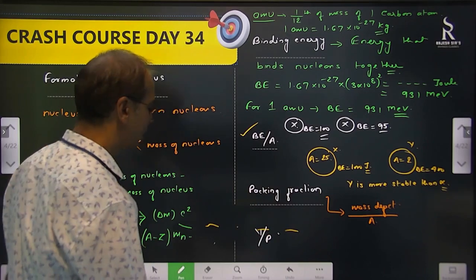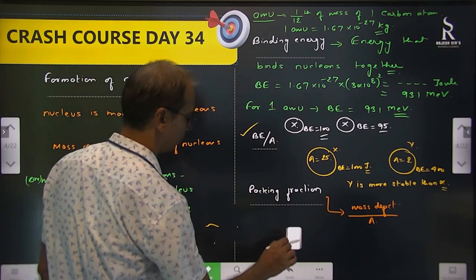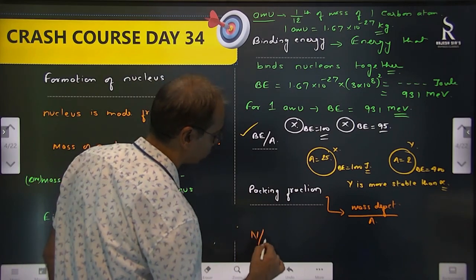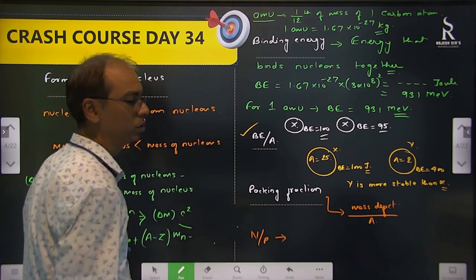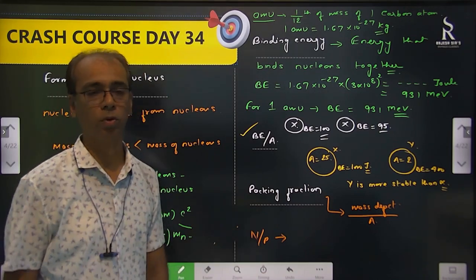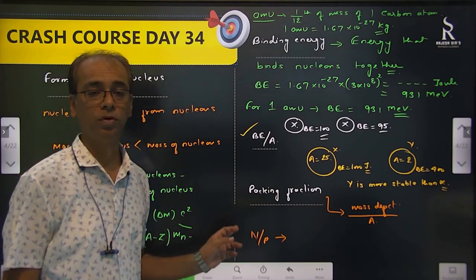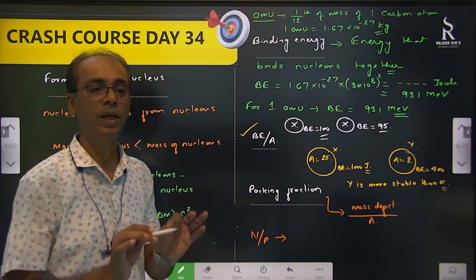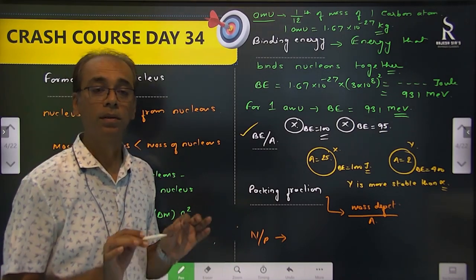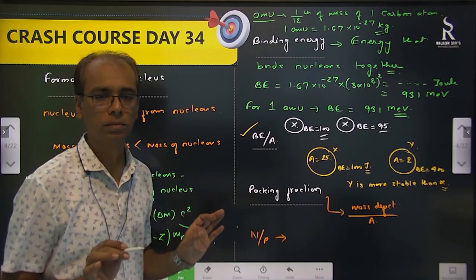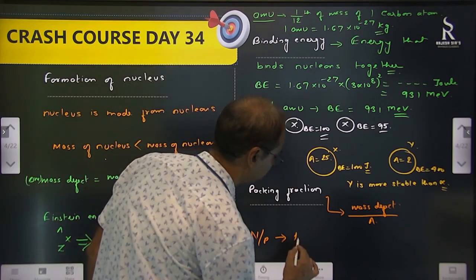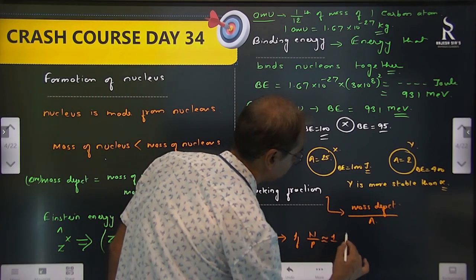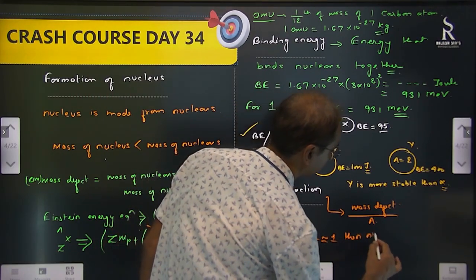Another criterion here is N by P. What is this N by P? N by P ratio is the number of neutrons to the number of protons ratio. If it is almost 1 or very nearly 1, then the nucleus is stable. If N by P is almost 1, then the nucleus is stable.